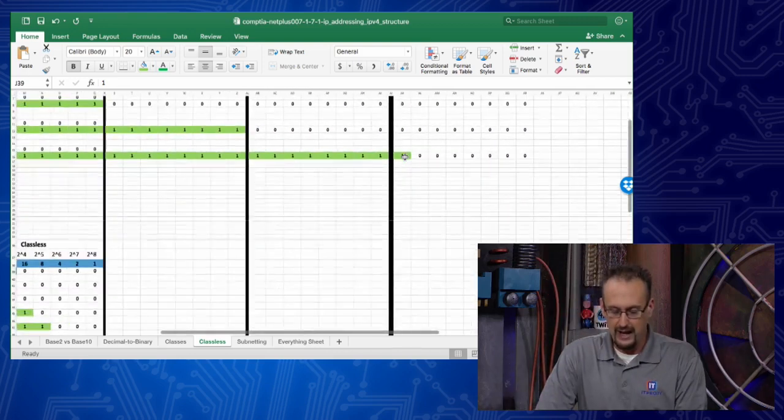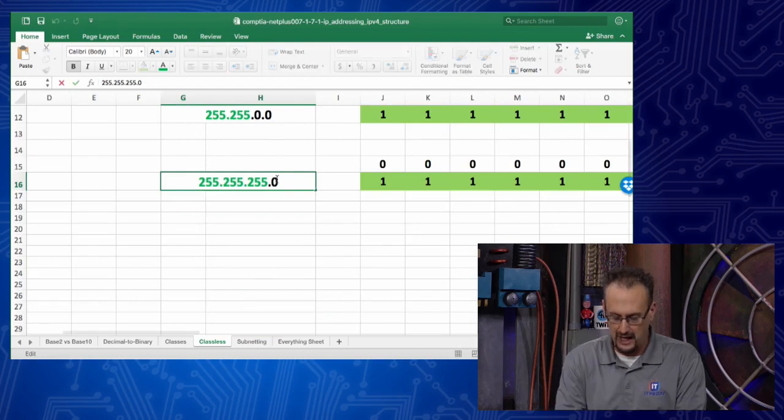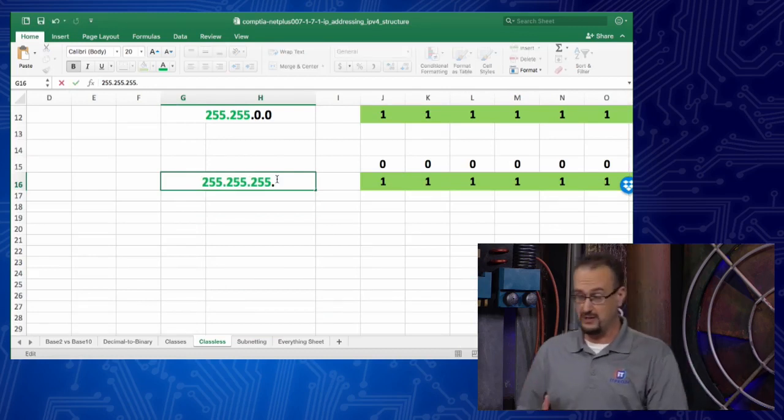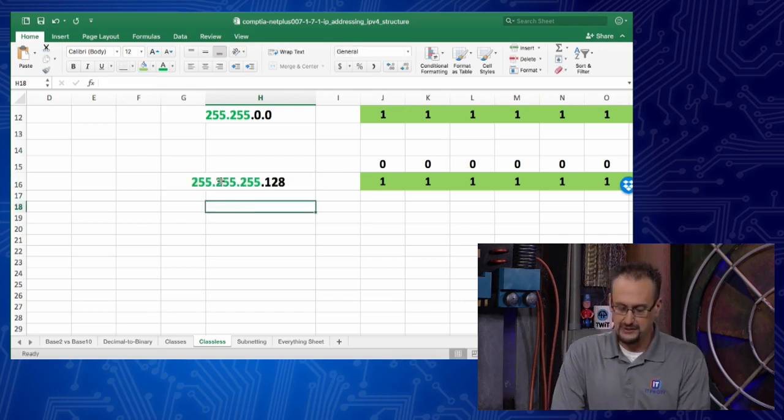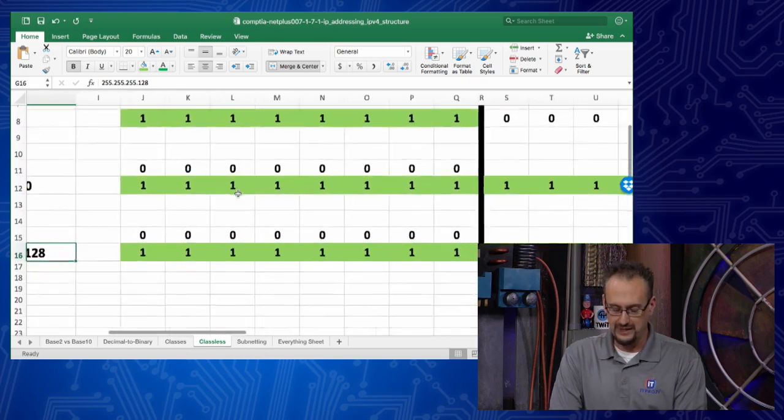All right. Now, in order to denote this in decimal, I'm going to change that last octet. Instead of being a 0, because we've turned that 1 bit on, it's now a 128. So this is a subnet mask of 255.255.255.128.